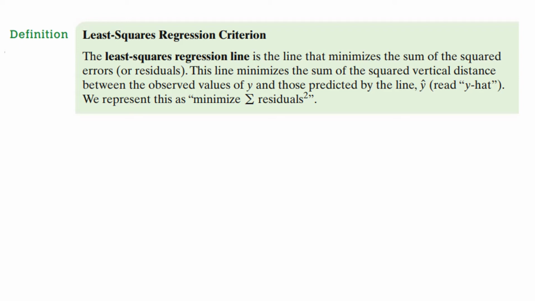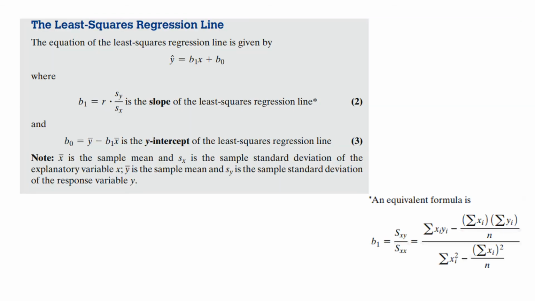In the video we did discuss the least squares regression criteria. The least squares regression line is a line that minimizes the sum of the squared distances or errors. It's the best line that we can draw, and in a lot of literature and certainly in your book they call this y hat. So here is the formula for the least squares regression line. This was derived again in one of the videos that you watched.